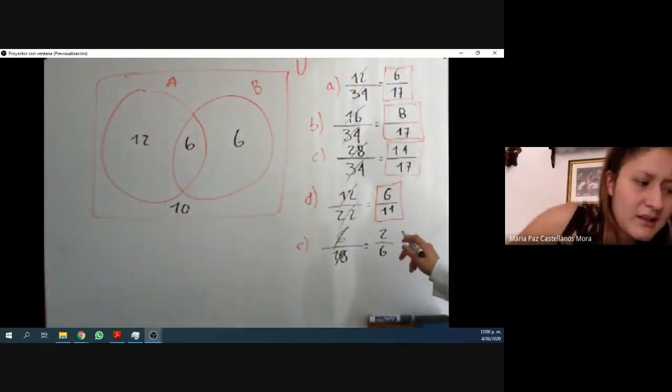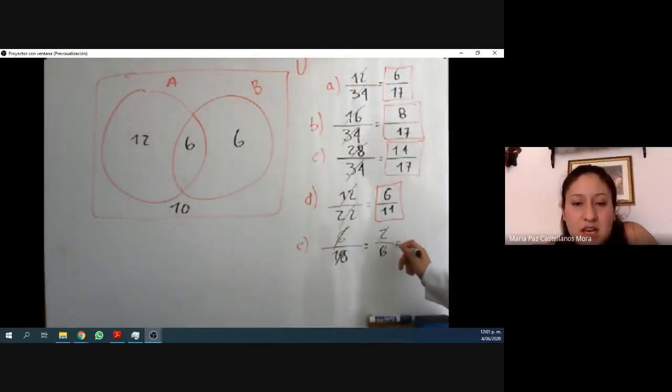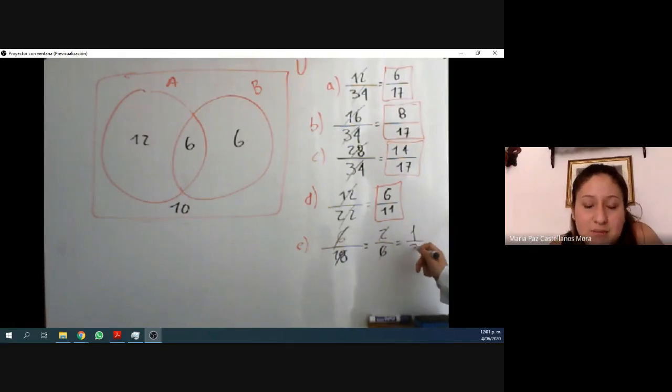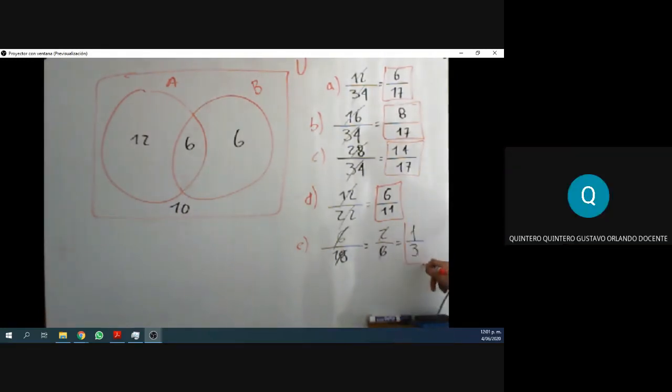A question. Sorry. In the case of the simplification, do we need to simplify it as much as we can, or only once? No, as much as you can. In this case, I simplified by 3. The solution was this, but I could continue simplifying. I could do half, so 1/3. That is as much as I could. So that is the solution.